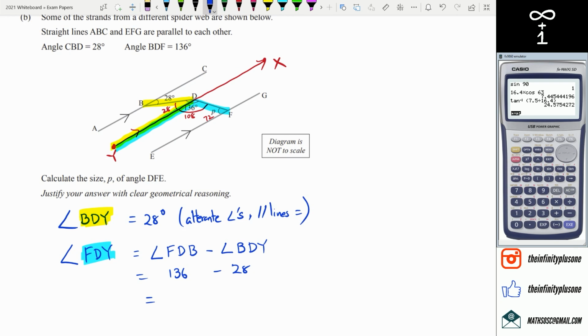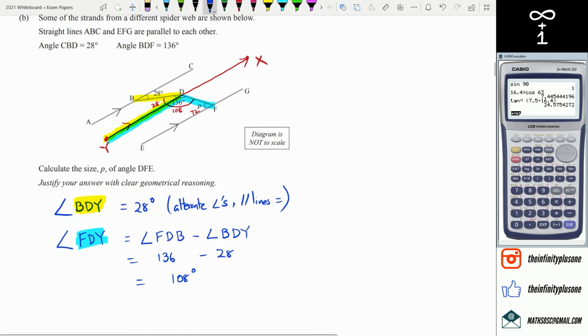Which is going to give us 108 degrees. Now what I could say is angle DFE. DFE is what we're trying to figure out. BDF. Yep, angle DFE is the same thing as calculating off the angle P. So that is going to be here.